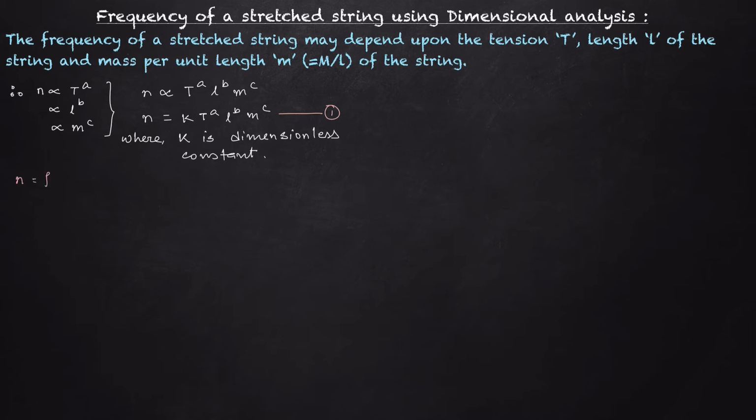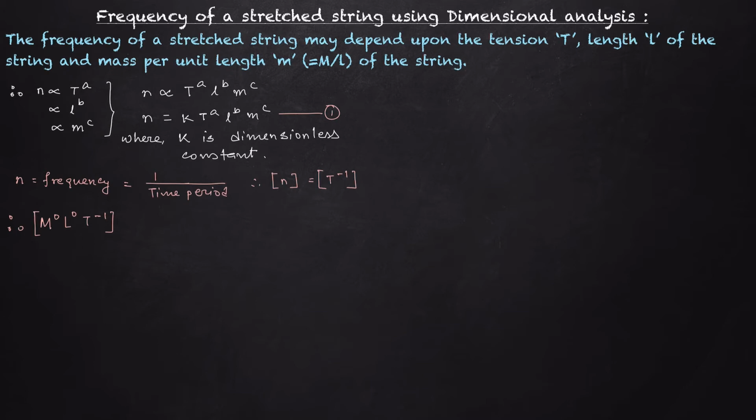Now n represents frequency, which is 1 over the time period. Therefore the dimension of n must be time inverse, that is T inverse. Therefore the dimension of the left hand side must be M to the power 0, L to the power 0, T to the power minus 1. M to the power 0 is 1, L to the power 0 is also 1, so it is only T to the power minus 1, but for simplicity we can write it like this. Now on the right hand side, we have T, L and m. So T represents tension or force.